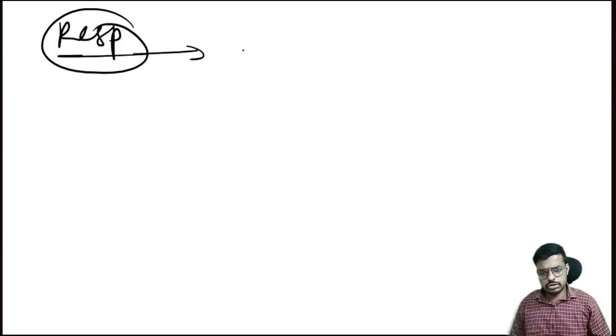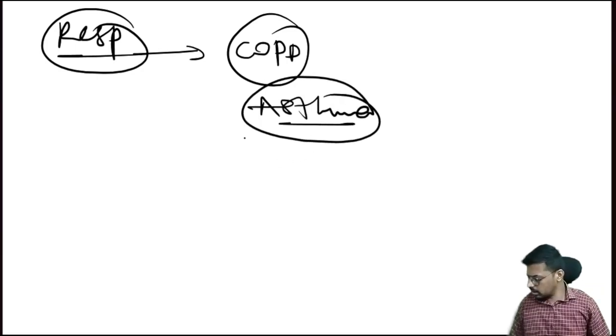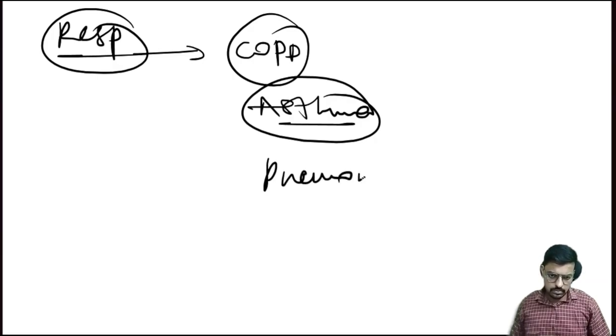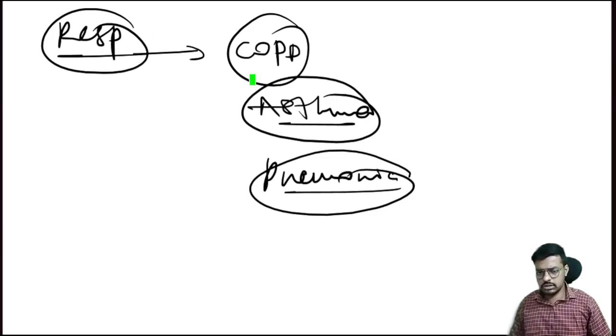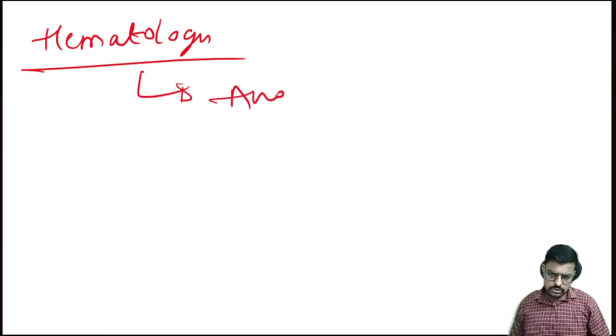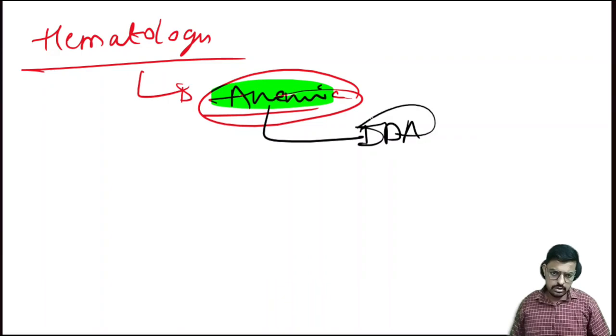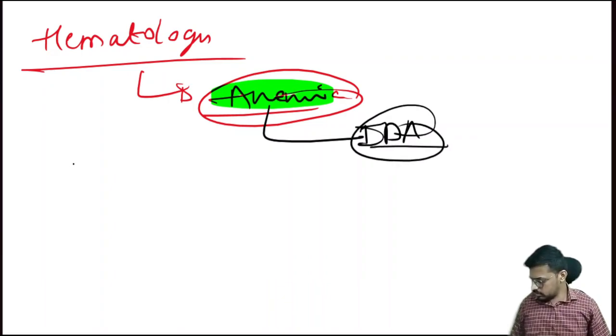In the respiratory, most importantly COPD, asthma, and then pneumonia. Must revise COPD and pneumonia. Next comes the hematology. Anemia is a must revision. Definitely questions will come from anemia. Bacho, please revise anemia, especially iron deficiency anemia, which is very, very important. Okay. So next comes the onco.